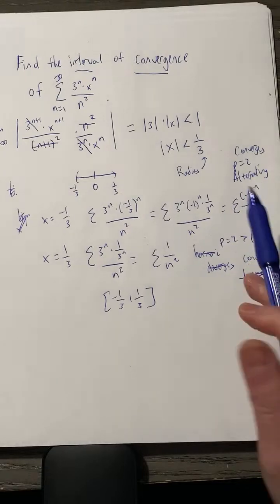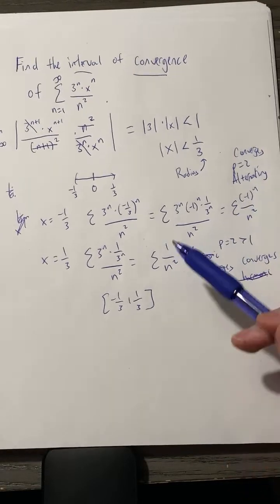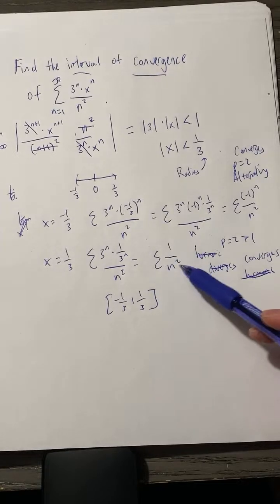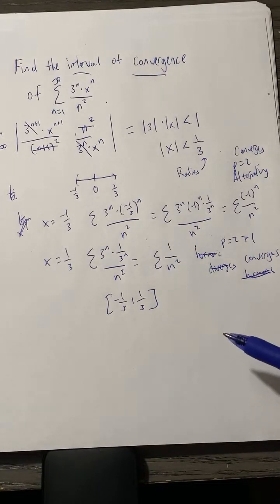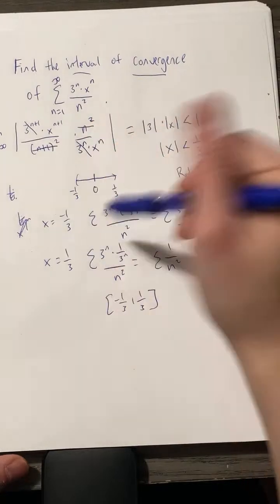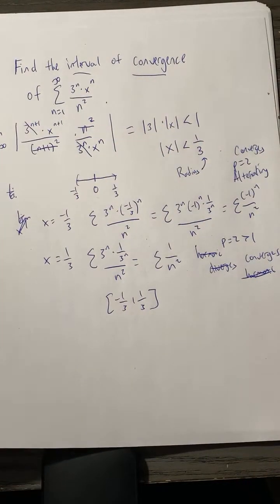So I think hopefully this made sense. Good job, Tomato, on catching that mistake. It is n squared, and that affects the convergence. But again, even if you get up to this point and plug in the endpoints, you'll get the majority of the points. I'm going to move on though. We're going to do interval of convergence again.